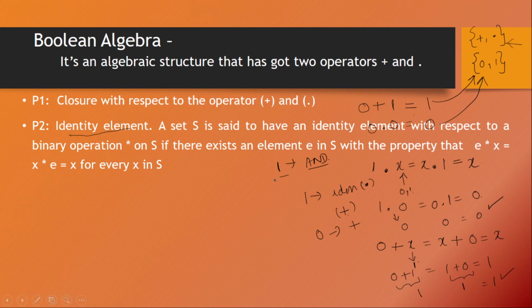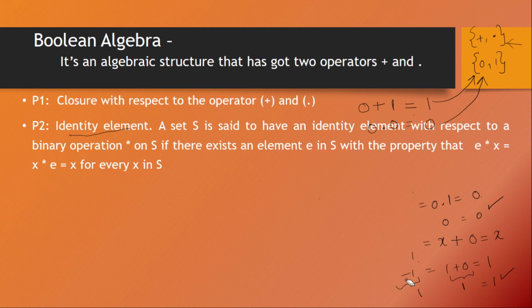So according to Boolean algebra, we have two identity elements with respect to both the operations. The first identity element is 1 with regards to the AND operation, and the second identity element is 0 with regards to the OR operation. Now moving further.